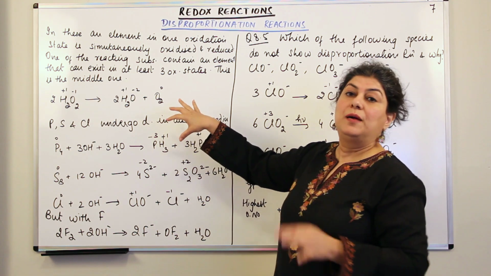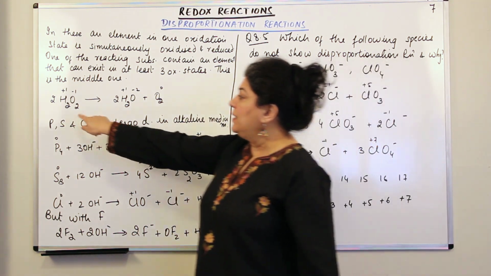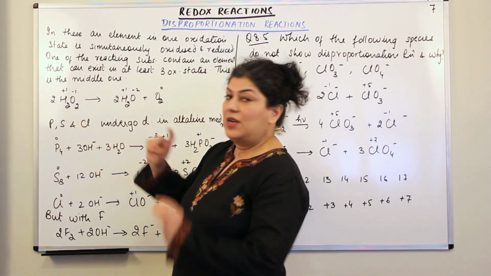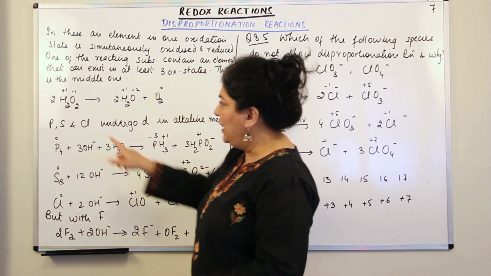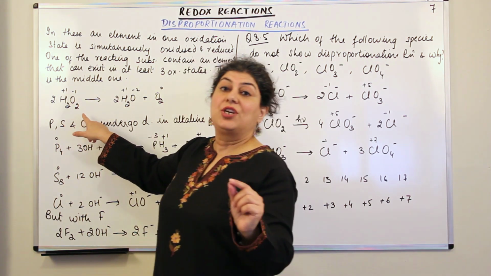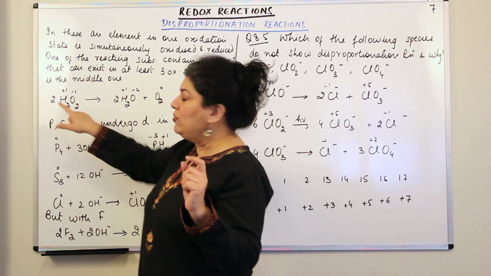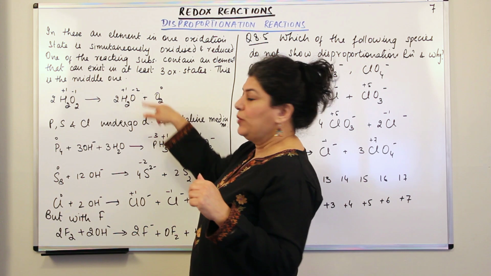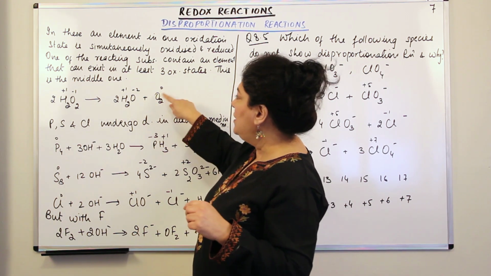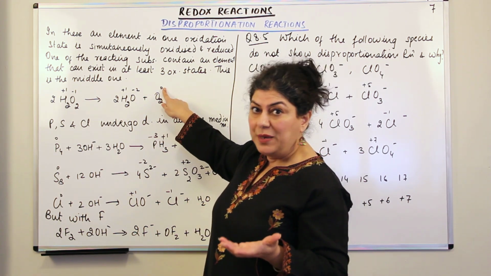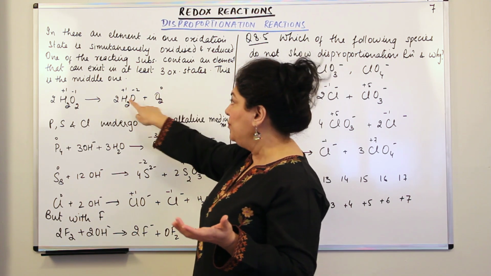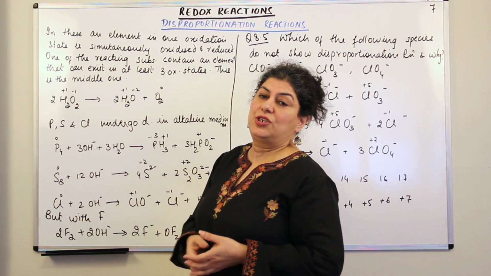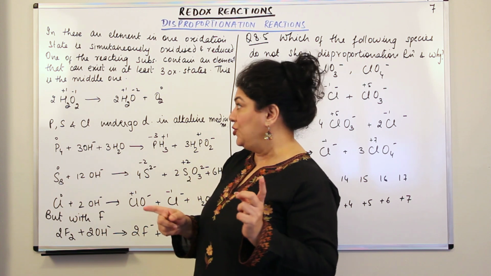So this is the decomposition of hydrogen peroxide. Here you have H2O2, and what are the oxidation numbers? In H2O2, oxygen has a charge of -1 and hydrogen has a charge of +1. In the products you get water and you get oxygen. Now oxygen here, since it is in the elemental form, its oxidation state is 0, and in water we know that the oxidation state of oxygen is -2.